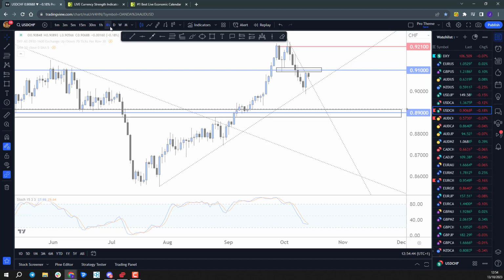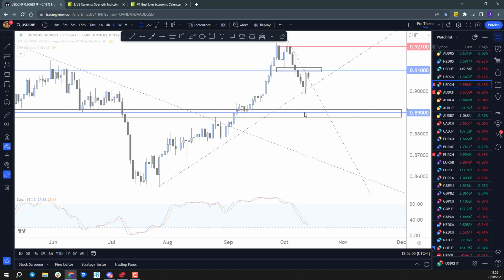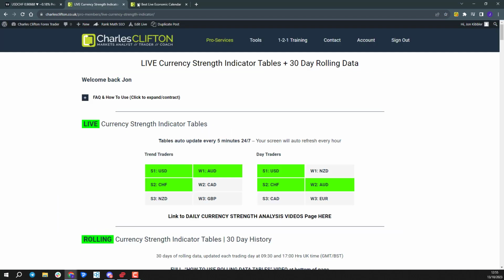If I just go down here to this 4-hour time frame, actually I want to just put on the settings as well. Give me 2 seconds. My screen seems to have frozen.